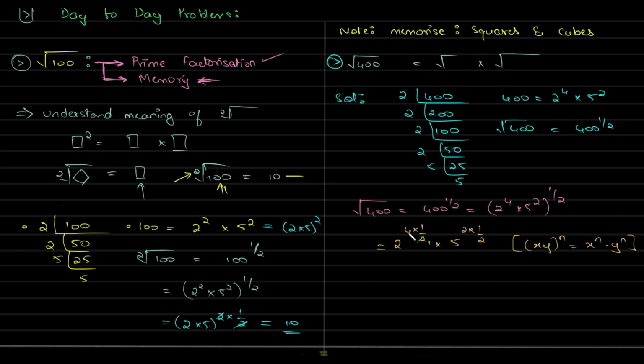So 2 1s are 2, 2 2s are 4, 2 1s are 2, 1 1 is 1. This is 2 square, that is 4, into 5 to the power of 1, that is 5. So 4 into 5 is 20. Makes sense, right? 20 into 20 will be 400. So let's verify that. Verification.